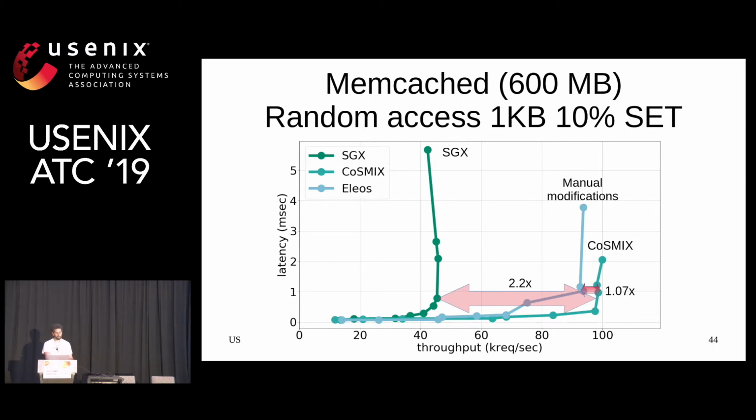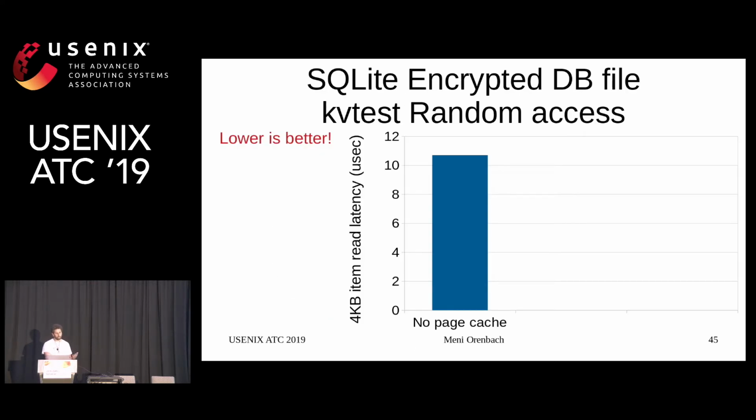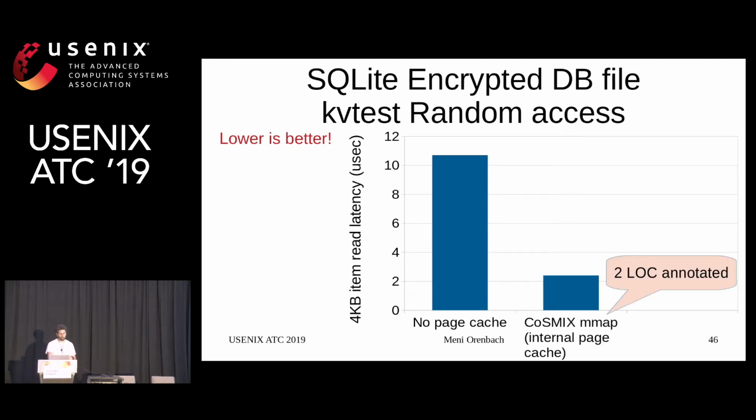We attribute that to the different optimization offered by CoSMIX. We also evaluated on SQLite using an encrypted database file and the KV test shipped with SQLite to perform random accesses. This plot shows the latency to access 4 KB items, where lower is better. We first configured SQLite to use no page cache and got very poor performance because every access needed to decrypt and validate the database file.